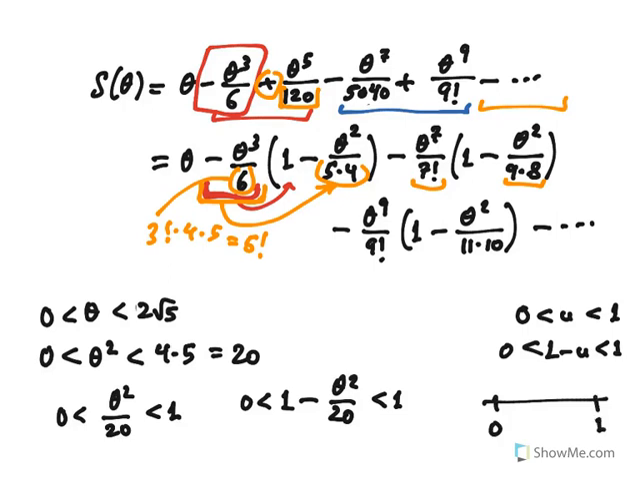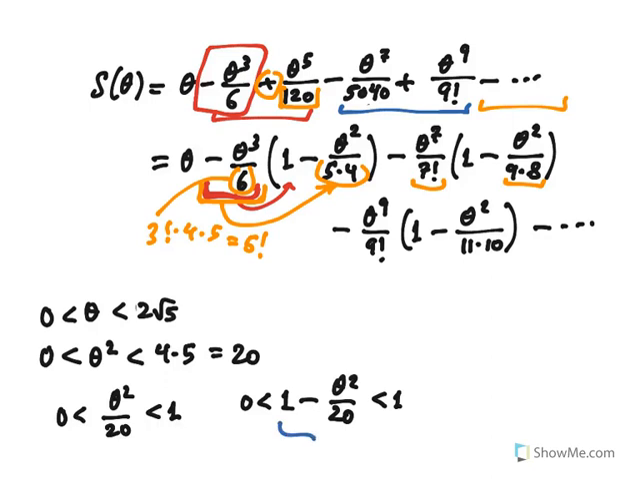Geometrically speaking, it's like this. If you take some point u between 0 and 1, 1 minus u is this distance. And that's also between 0 and 1. As a distance, it's positive, but it's less than 1. Anyway, so we use that here and we get this. Now 1 minus theta squared over 20, this quantity right here, is exactly what you see in brackets there. So that's positive and less than 1.